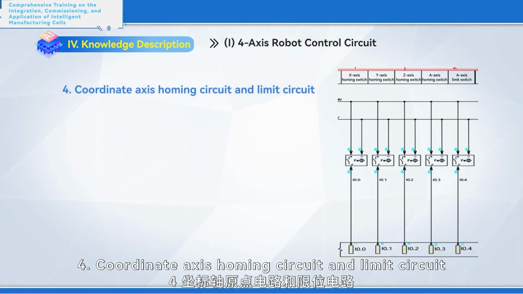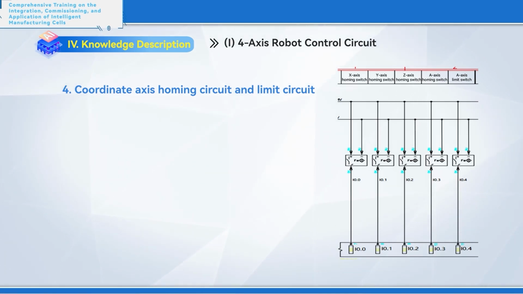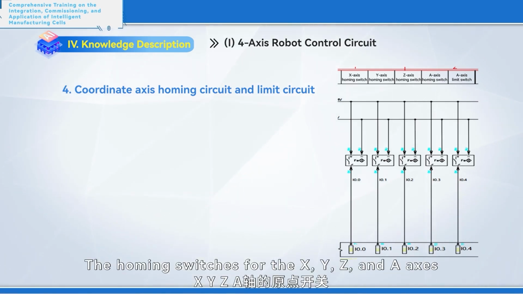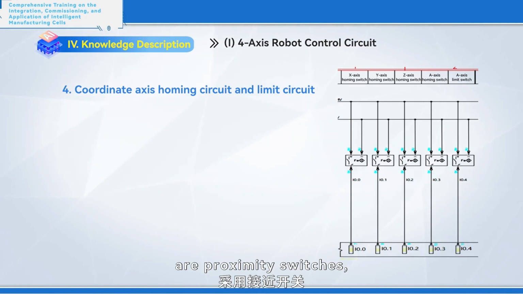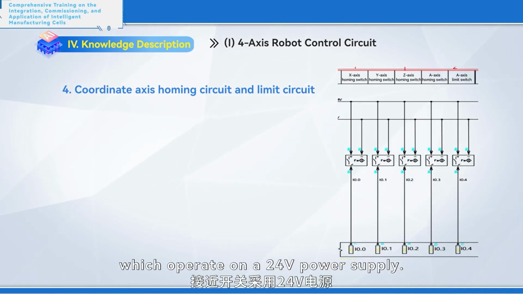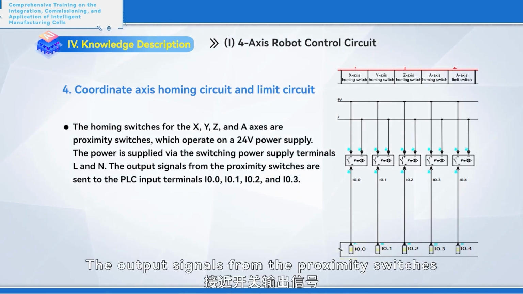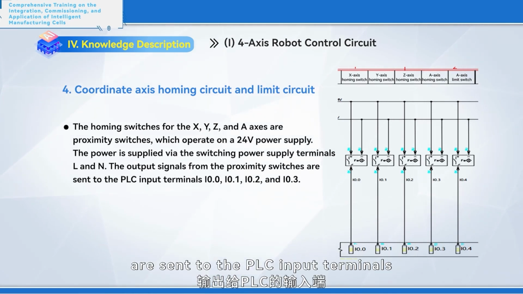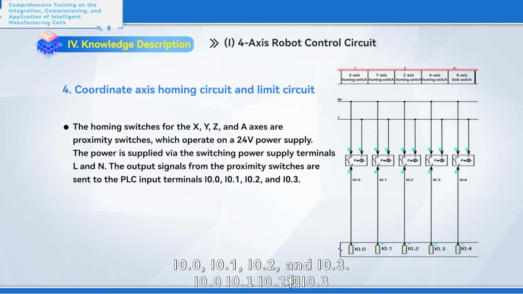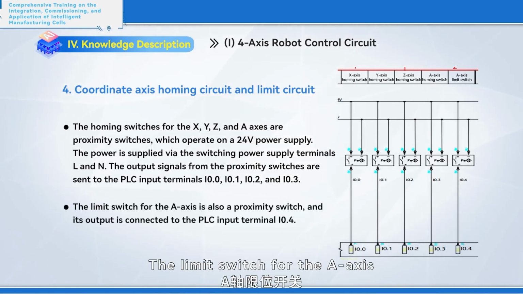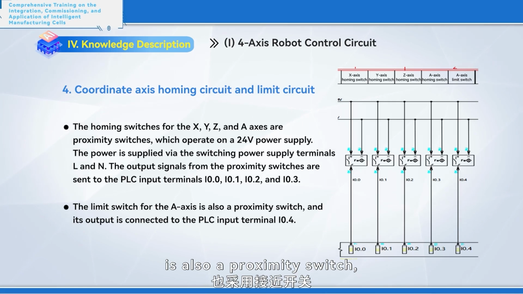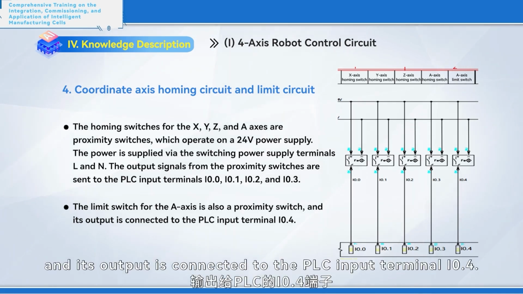4. Coordinate axis homing circuit and limit circuit. The homing switches for the X, Y, Z, and A axes are proximity switches, which operate on a 24-volt power supply. The power is supplied via the switching power supply terminals L and N. The output signals from the proximity switches are sent to the PLC input terminals I0.0, I0.1, I0.2, and I0.3. The limit switch for the A-axis is also a proximity switch, and its output is connected to the PLC input terminal I0.4.